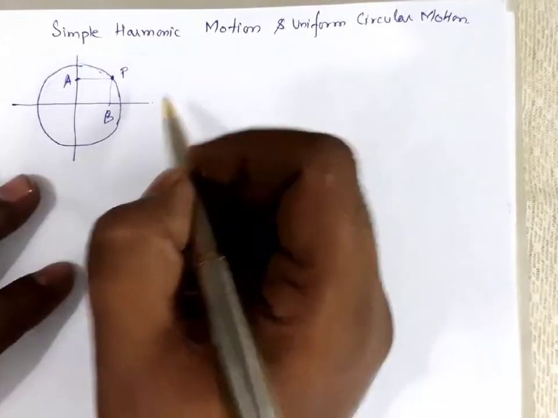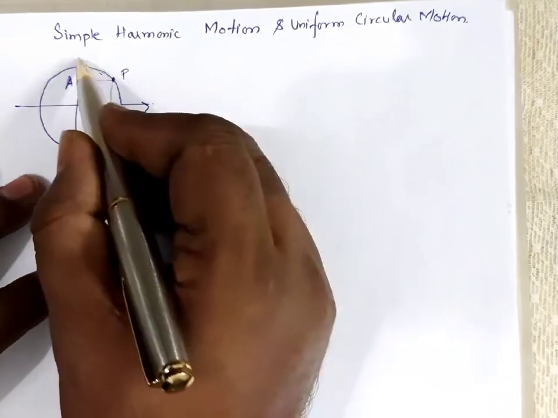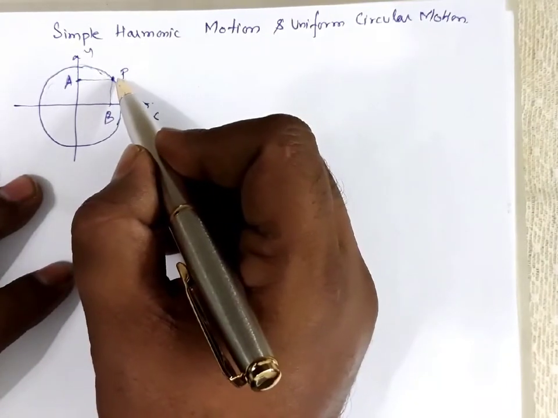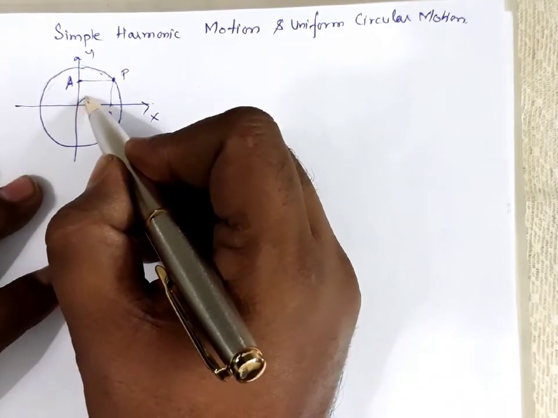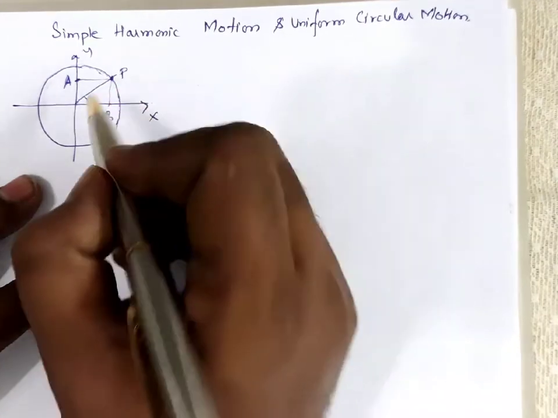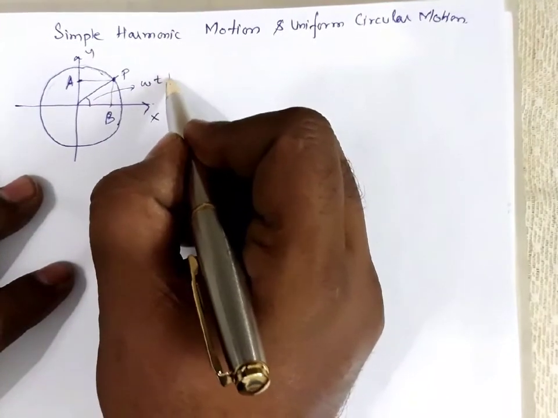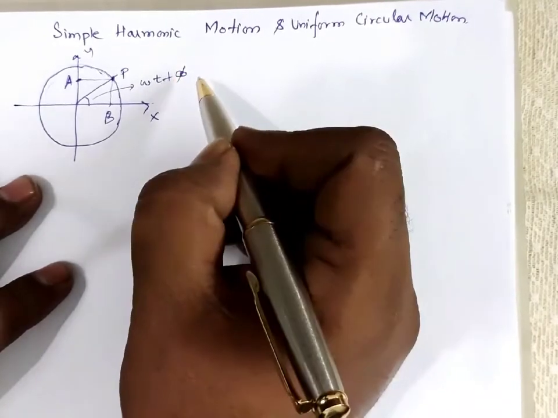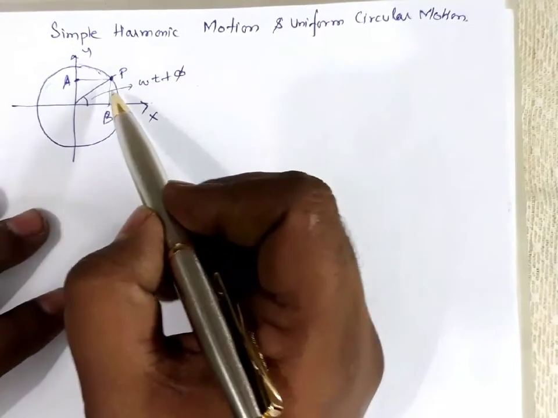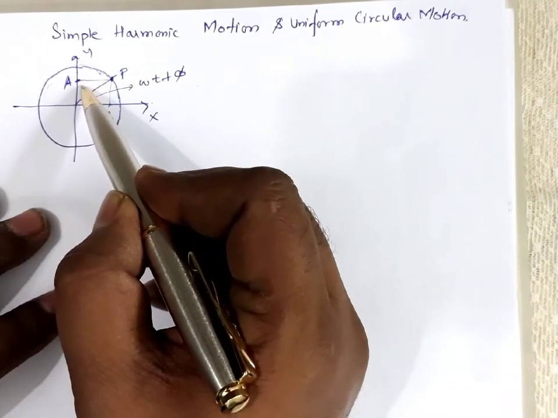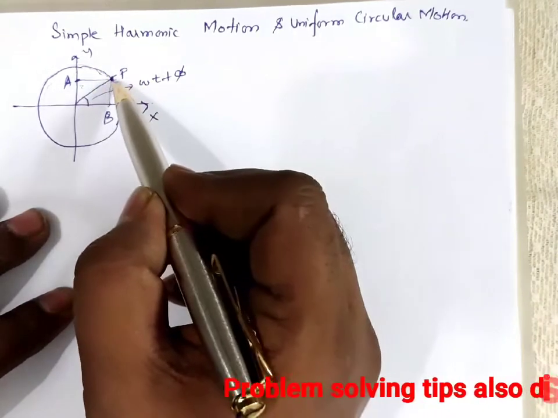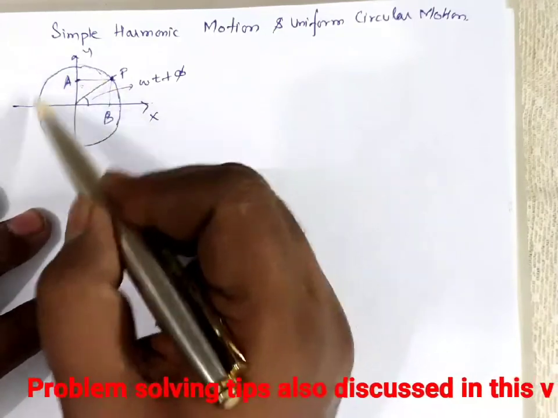So suppose I take this as the x-axis and this as the y-axis, and at this particular moment, at time t, the particle is at point P. Let's say this angle is marked as omega t plus phi. Basically, we say that simple harmonic motion is the projection of uniform circular motion along one of the diameters. So omega is the angular velocity of this particle P.